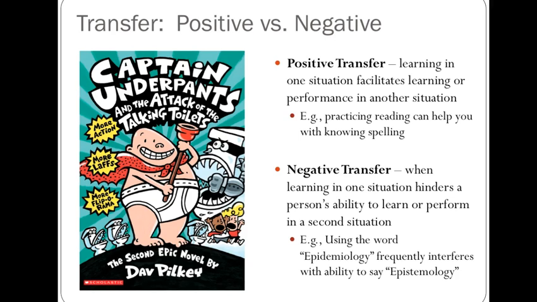Negative transfer, on the other hand, is the opposite of this. This is when learning in one situation actually makes it more difficult for you to learn or perform in a different situation. So, for me, the word epidemiology, I've used that term quite a bit now, and because of the way that word is pronounced, sometimes I struggle to say epistemology. I have to really think that through. Another example might be learning tennis and then struggling to switch to a golf swing, right? Because they're so different.